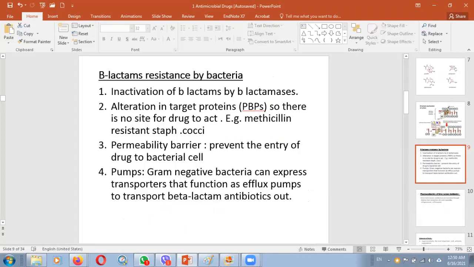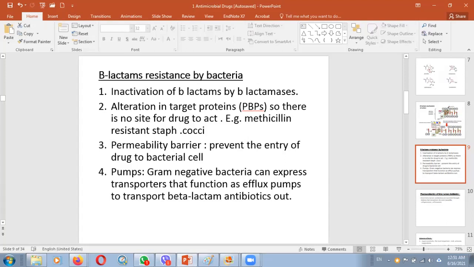But many bacteria nowadays have developed resistance to beta-lactams. What are the mechanisms of beta-lactam resistance that are developed by bacteria? Either it is inactivation of beta-lactams by beta-lactamases. These bacteria that are resistant to beta-lactams have developed enzymes that can inactivate beta-lactam. These enzymes are called beta-lactamase. And nowadays, there are many beta-lactamases which are identified.